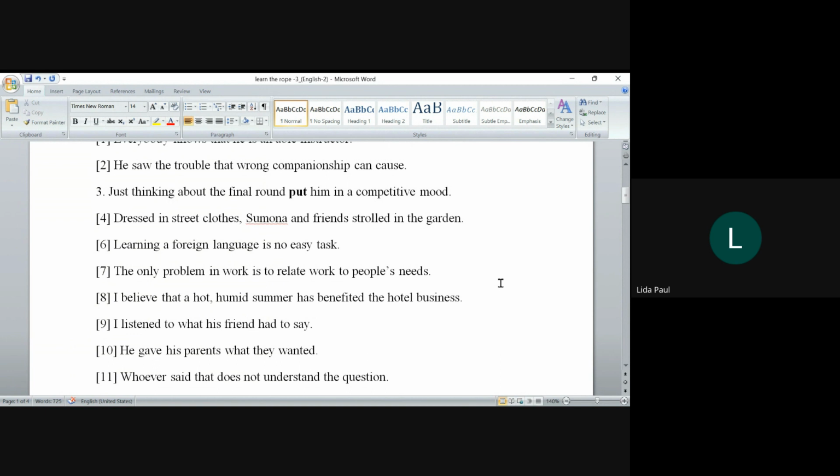I is your subject, listened is your verb, and what his friend had to say becomes your subordinate clause in the sentence. This is an example of a simple sentence with one subject, one verb, and the object. So the object part of this is what is taking up the subordinate clause. Okay.